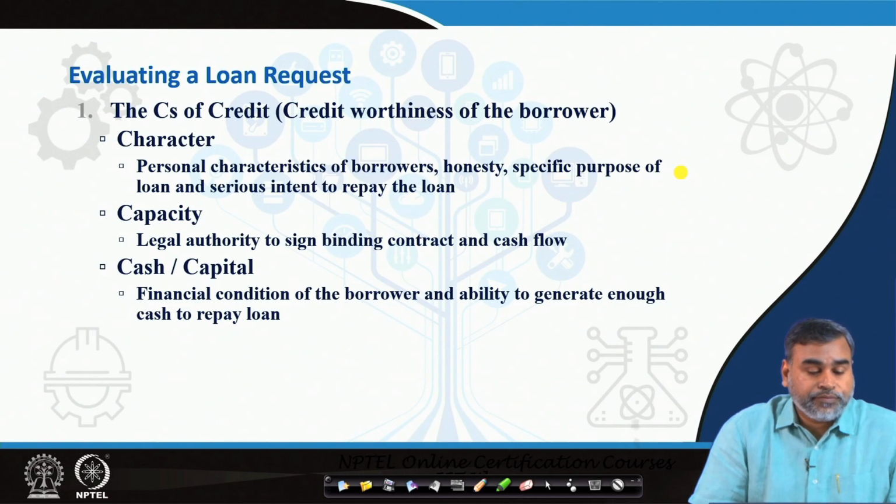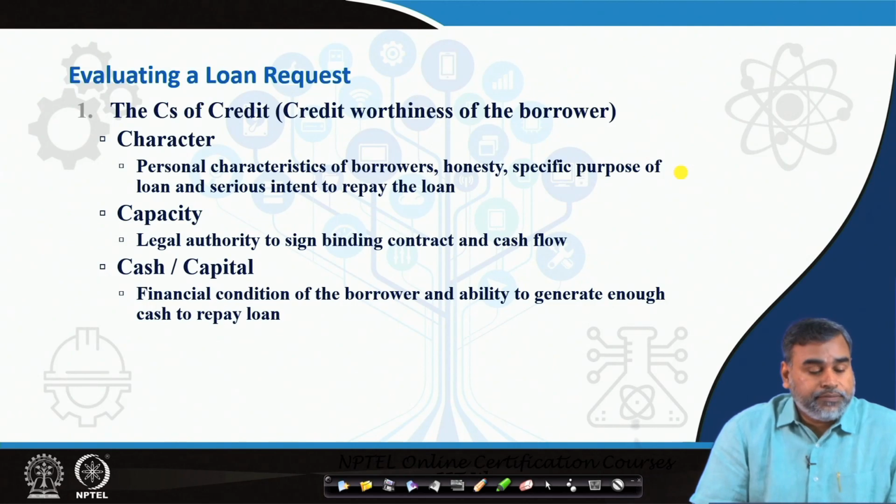Second C, capacity. The capacity means the legal authority to sign a binding contract and the cash flow. Whether the particular person has the capacity to sign the binding contract or not. So, that is basically the second one, whether they have the legal authority to sign the contract or not.